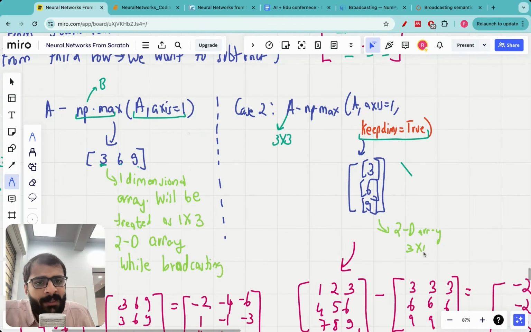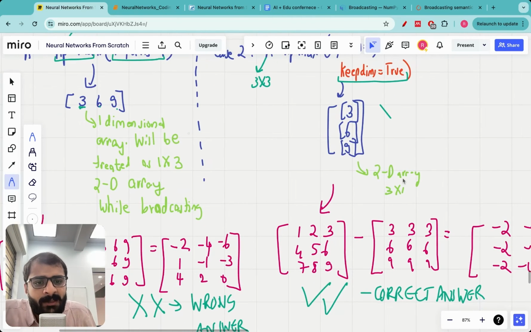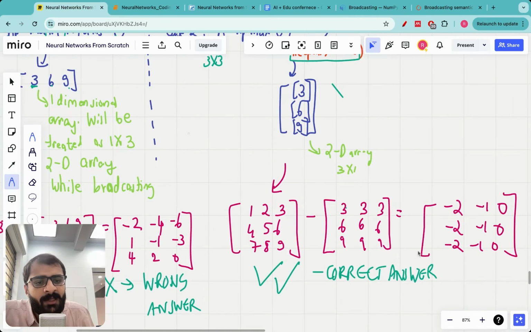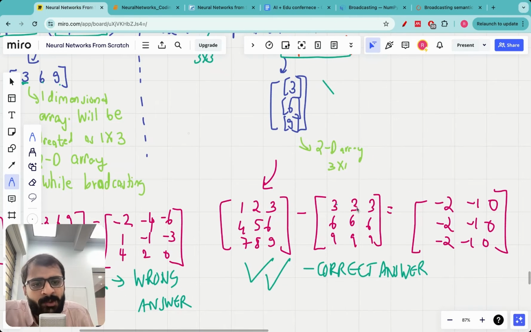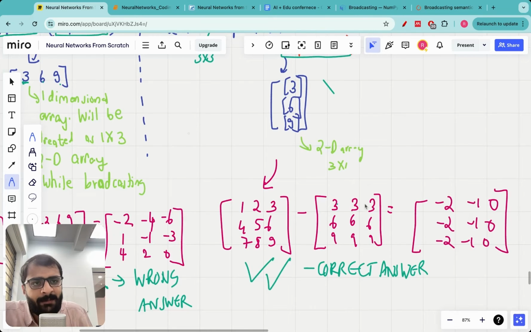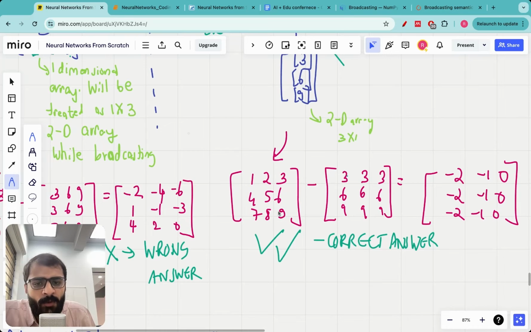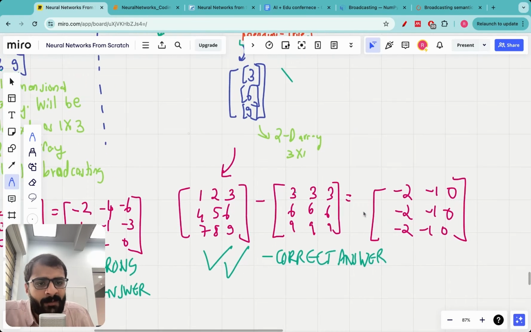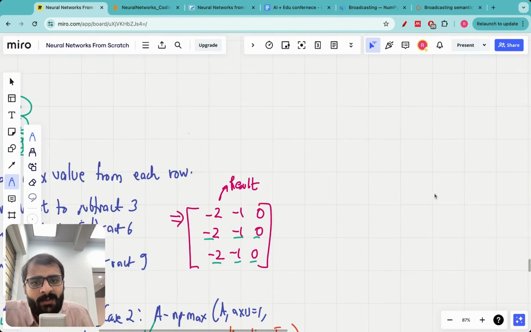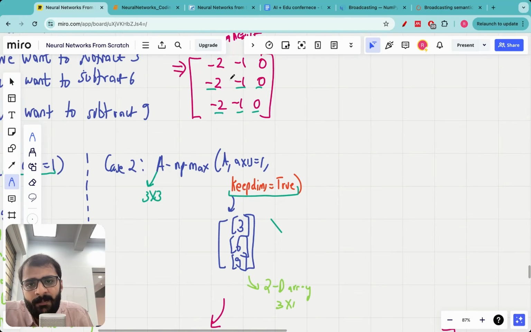So this is 3 by 1. While broadcasting, this column will be replicated: 3 6 9, 3 6 9, 3 6 9. From the first row, from all values 3 will be subtracted. From the second row, from all values 6 will be subtracted. And from the third row, from all values 9 will be subtracted. So it will lead us to this, which is exactly what we expected here.